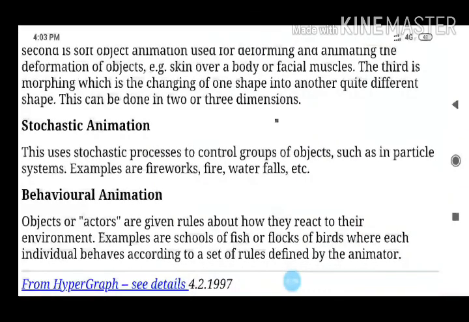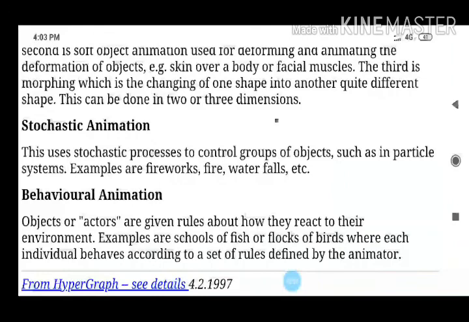Next is behavioral animation. I already told that objects or actors are given rules about how they react to their environment. Examples are schools of fish or flocks of birds, where each individual behaves according to a set of rules identified by the animator. According to the animator.